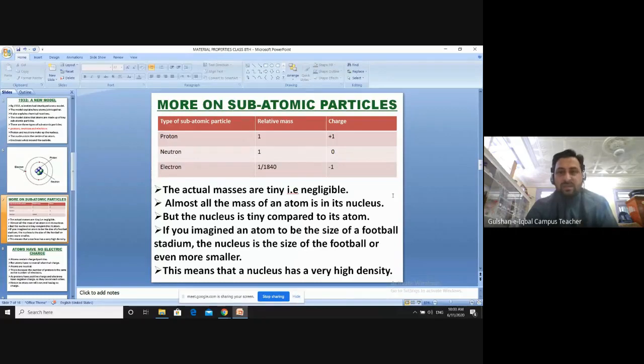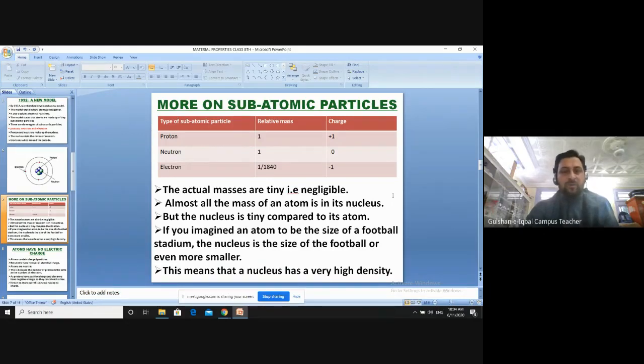The charge on proton is +1 charge. The charge on neutron is 0 charge. There is no charge. And the charge on electron is -1. Okay, the charge on proton is +1. The charge on neutron is nil, no charge, 0 charge, and the charge on the electron is -1.